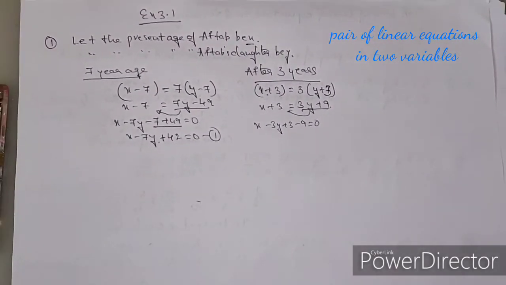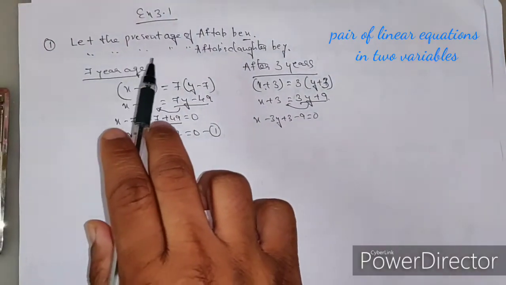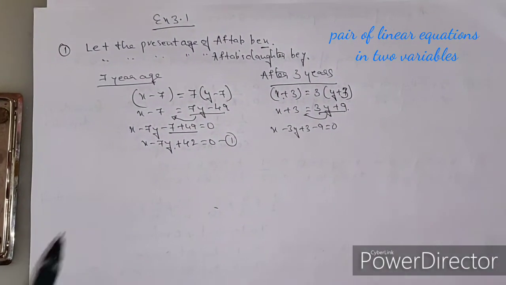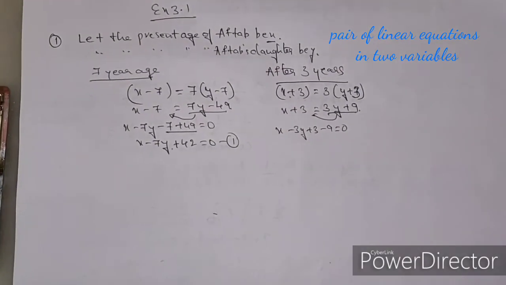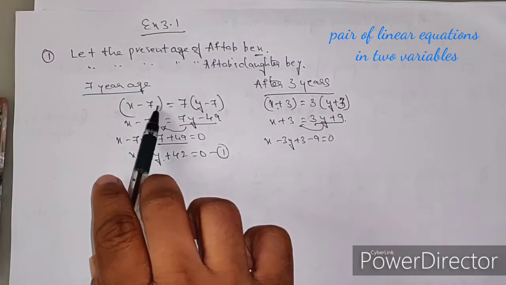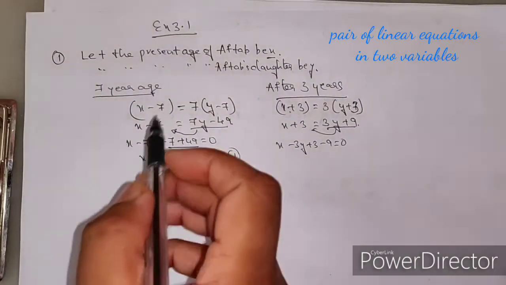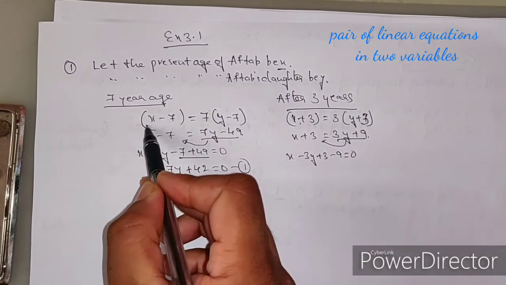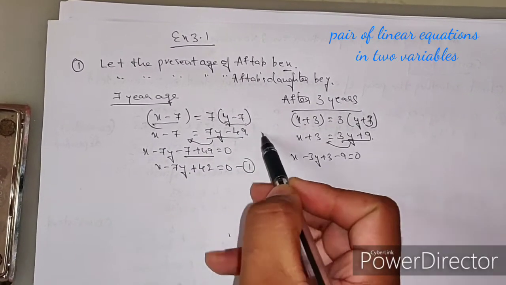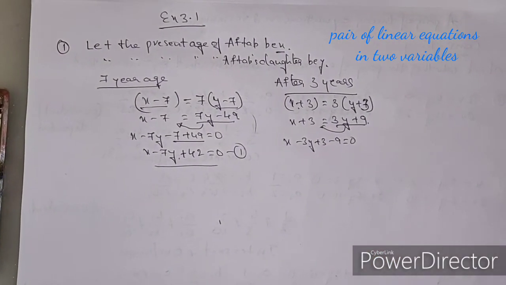So there are two people here, Aftab and Aftab's daughter. Both will be our variables. Let the present age of Aftab be x, let the present age of Aftab's daughter be y. 7 years ago, what would have been the age of Aftab? So we can tell that Aftab will be x minus 7 and the daughter would have been y minus 7. According to the situation, the age of Aftab was 7 times the age of the daughter. So when we rewrite the equation, we will get x minus 7y plus 42 is equal to 0.